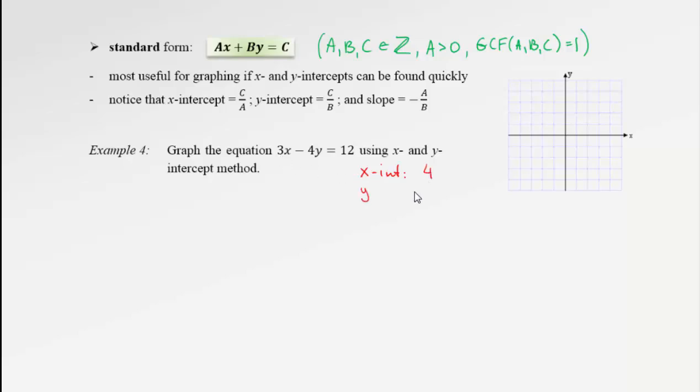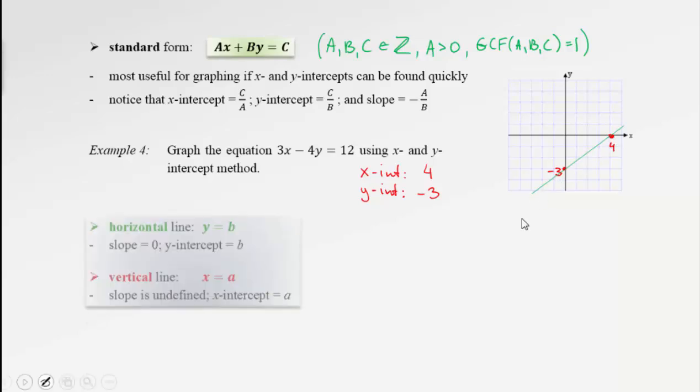And y-intercept. Y-intercept is c over b. So 12 over -4 is -3. So that's how easy we can get x and y-intercept. And we can plot it. So x-intercept is here, 4. Y-intercept is -3 over there. And now it's enough to connect those 2 points by a line. Let's do that. Here's our line.